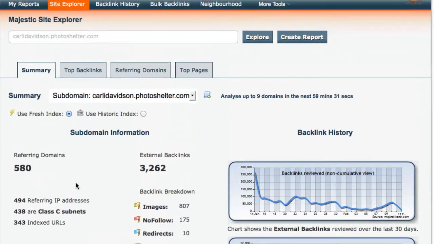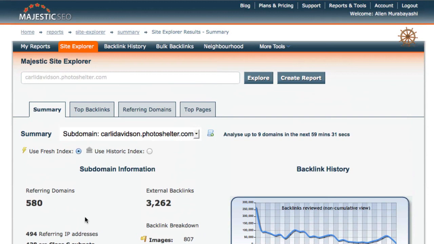But the reason why I want to show you these backlink tools today is so that you understand that there's an empirical way to see how many links are coming back to your website. And backlinks happen to be one of the most powerful things that you can do to rank higher with your search engine optimization.